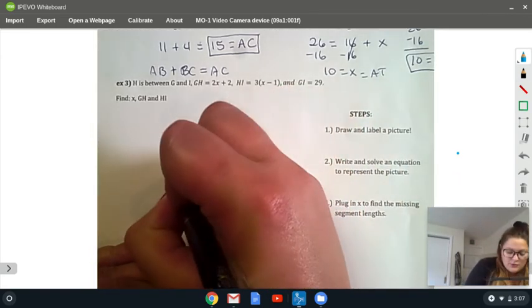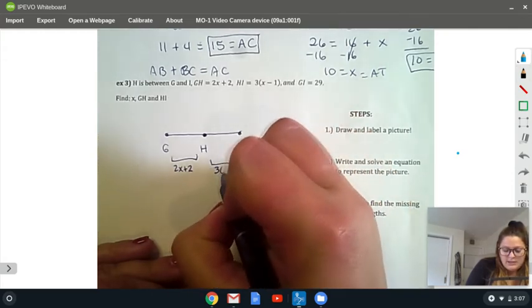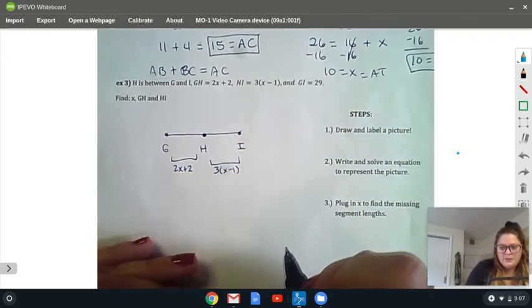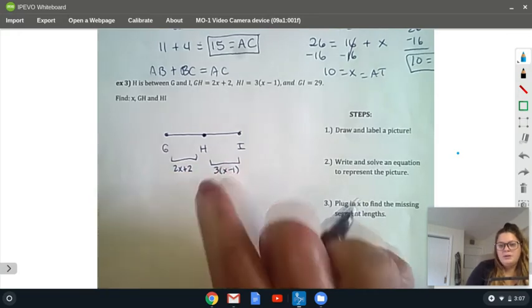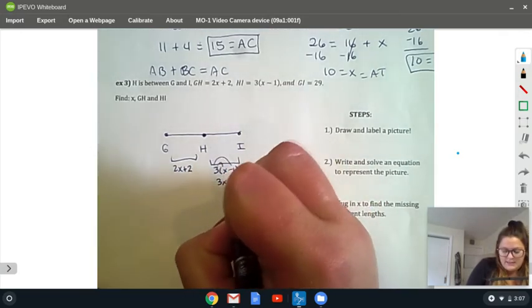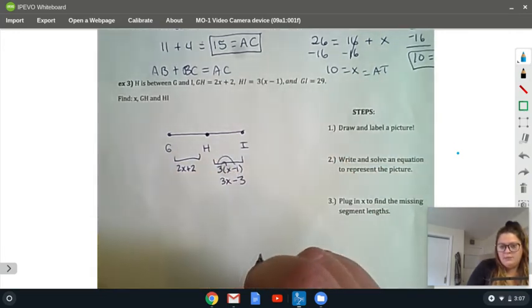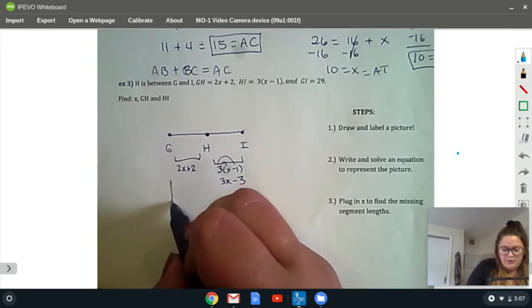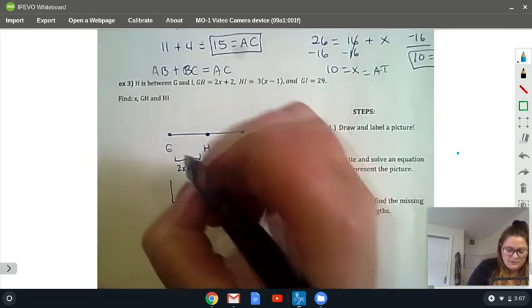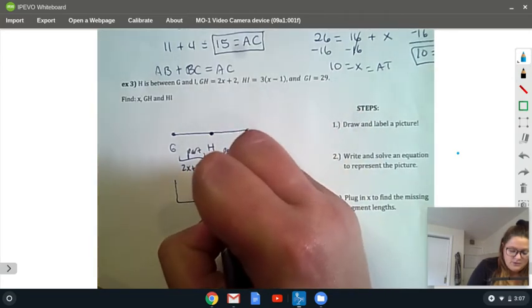GH is 2x plus 2. HI is 3 times x minus 1. So we are going to have to distribute that. I'm just going to do it right now. If I distribute that, I get 3x minus 3. 3 times x, and then 3 times negative 1. And then this whole thing, GI, so this is a part, this is a part, and this is my whole.